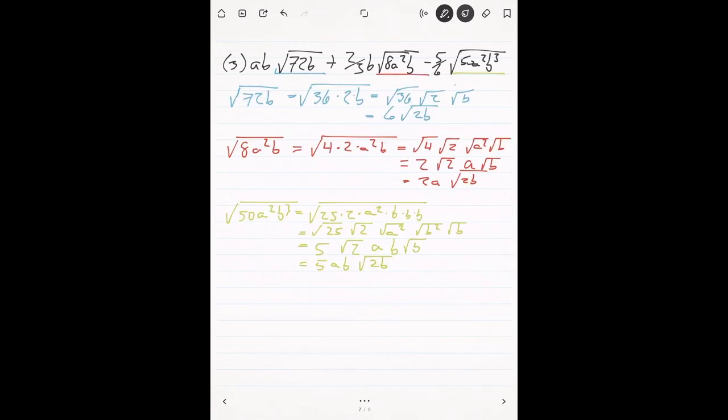All right, well, hopefully you're able to go ahead and break down each of these radicals as follows. You'll see I color-coded each one. The first one broke down to 6 root 2b. The next one broke down to 2a root 2b. And then the last one broke down to 5ab root 2b. You can see my work here.